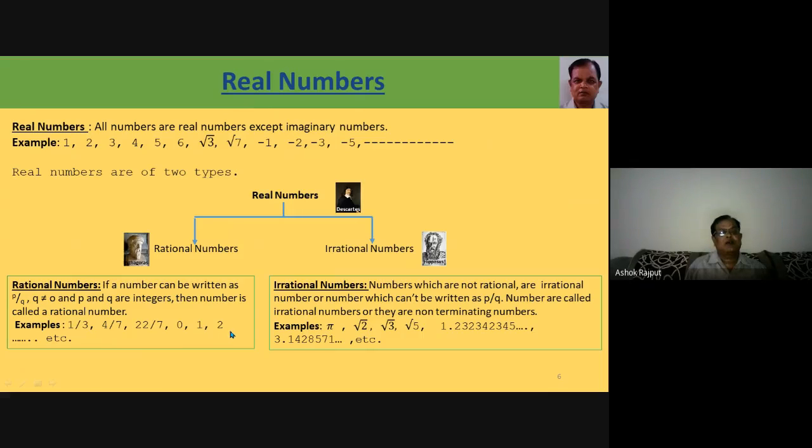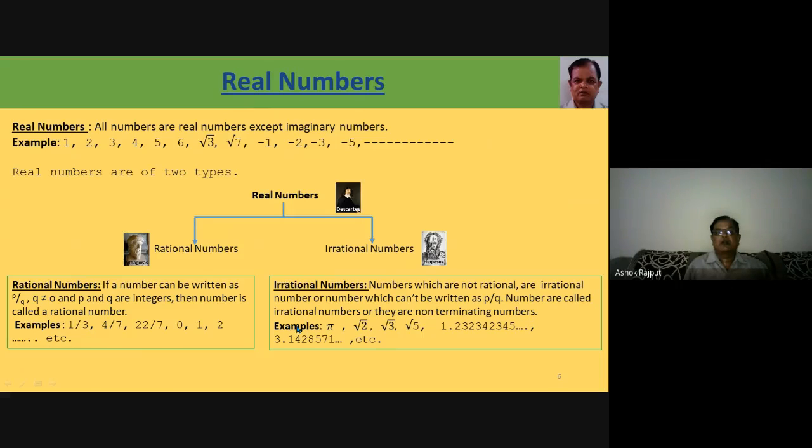Here q is not equal to 0. So these are rational numbers. After that we will define the irrational numbers. Numbers which are not rational are irrational numbers, numbers which can't be written as p by q.